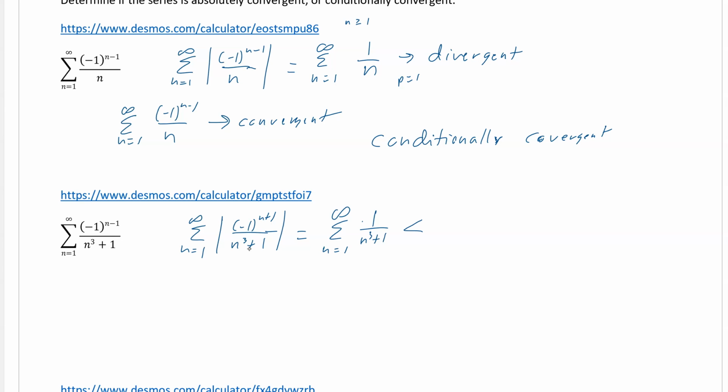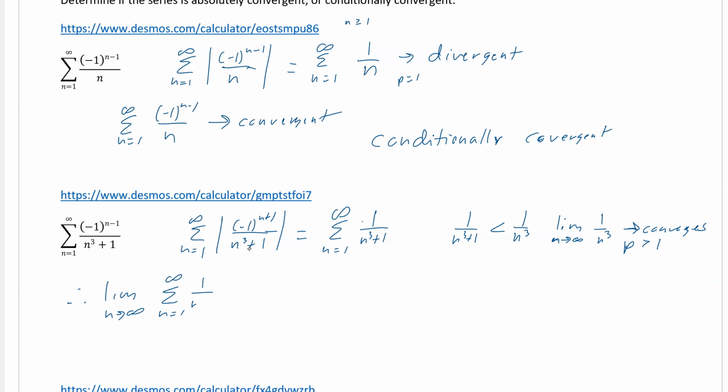And then we can say, well, this is less than, let's actually rewrite it. So we can now say that 1 over n cubed plus 1 is less than 1 over n cubed. And using our comparison test, the sum of 1 over n cubed converges from the p-series test, right? Our p here is greater than 1. So if that converges, the sum from n equals 1 to infinity of 1 over n cubed plus 1 also converges. And again, that's by the comparison test.